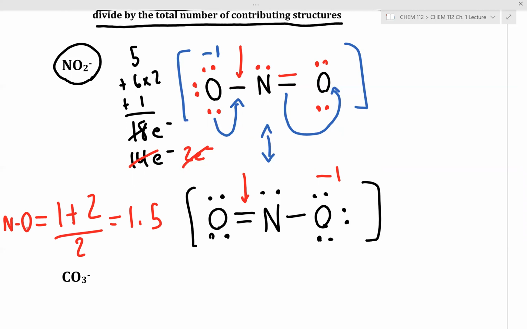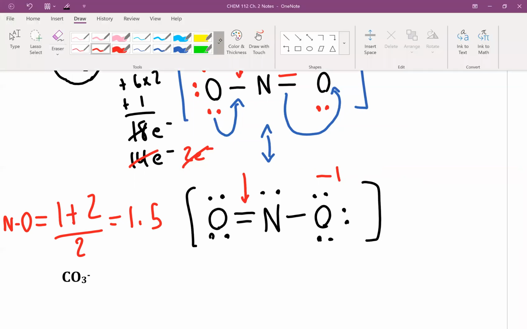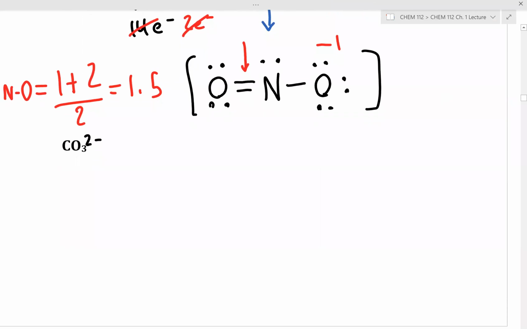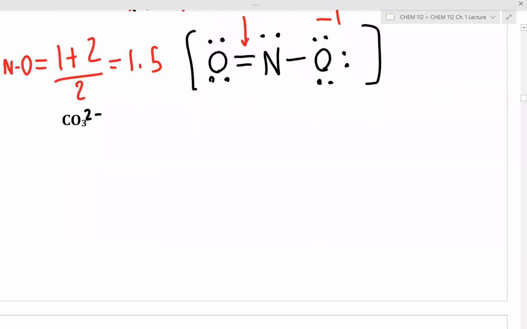Now, let's compare this to the carbon-oxygen bond order in carbonate. So let's take a look at CO3 2-, and let's draw out the Lewis structure and the contributing resonance structures. And what I want you to be able to tell me is the carbon-oxygen bond order. And just as a hint, you'll need at least 3 resonance structures for this.